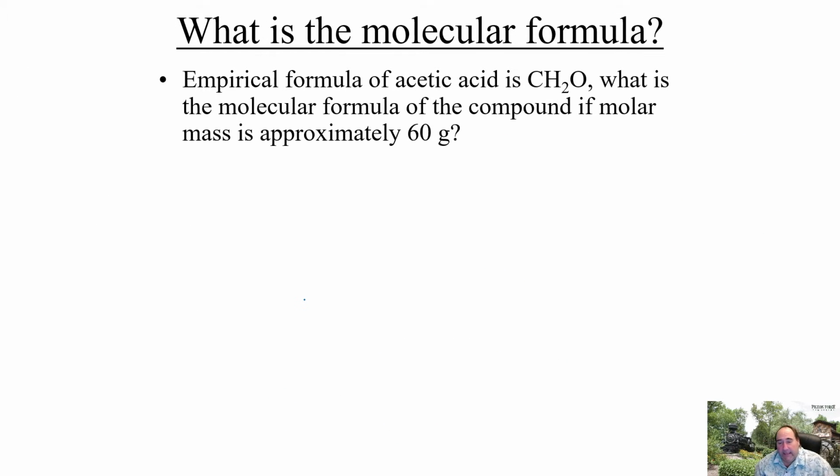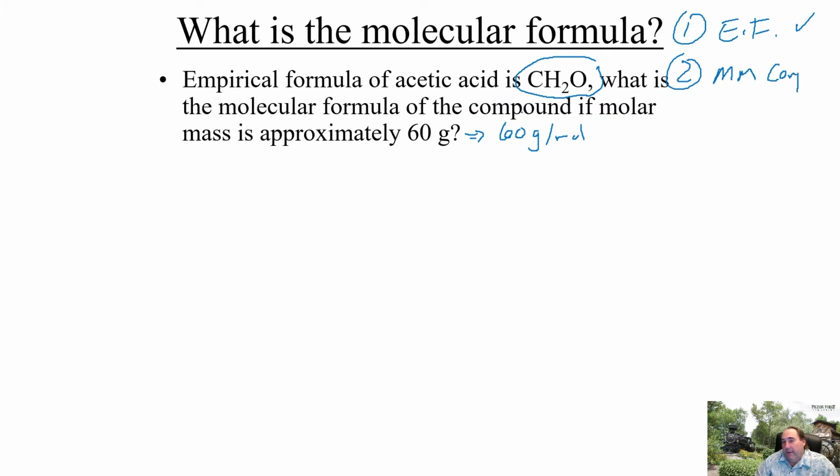So let's take a look at an example here. The empirical formula of acetic acid is CH2O. What is the molecular formula if the compound has a molar mass of approximately 60 grams? It's basically the same as 60 grams per mole. All right, so the three things we need for the molecular formula are the empirical formula, which in this particular case they actually gave to us, so we don't have to do any calculating. That's good. We then need the molar mass of the compound, which is also given to us, our 60. And lastly, we need the molar mass of our empirical formula.